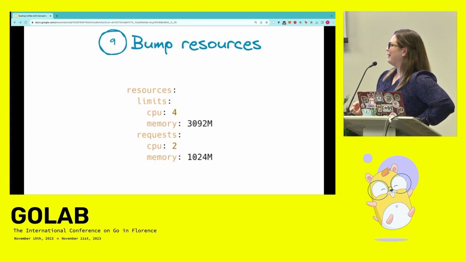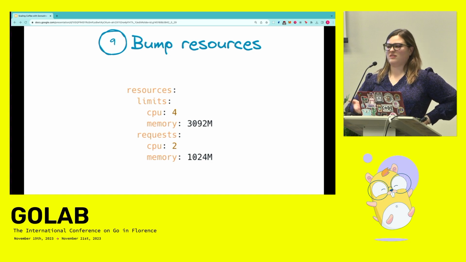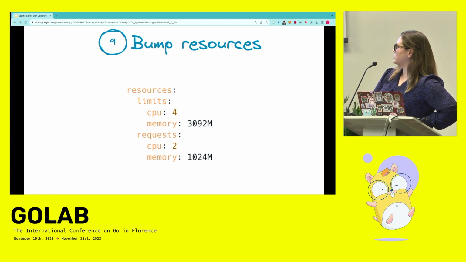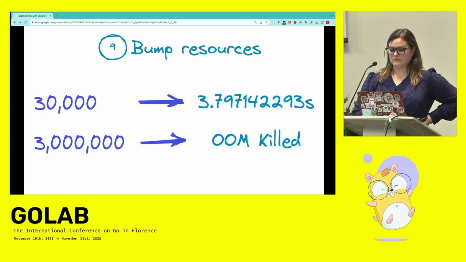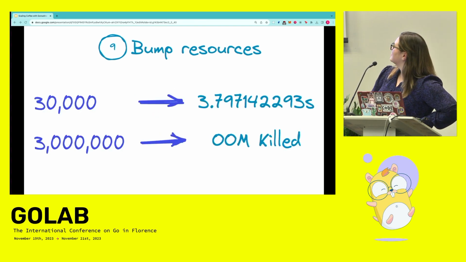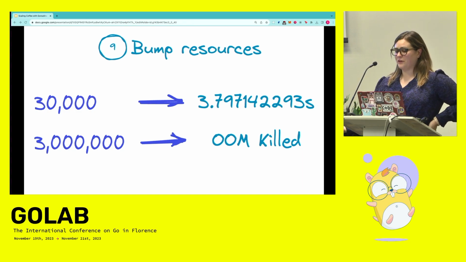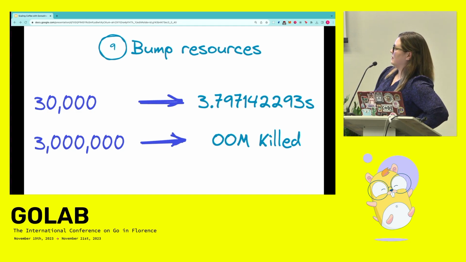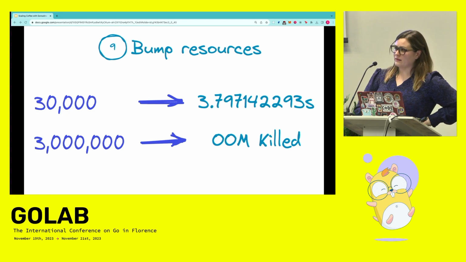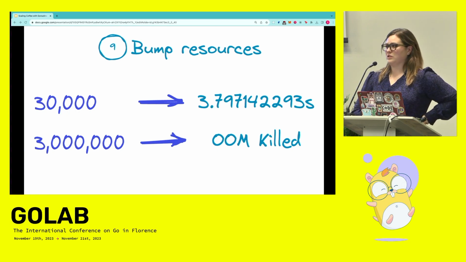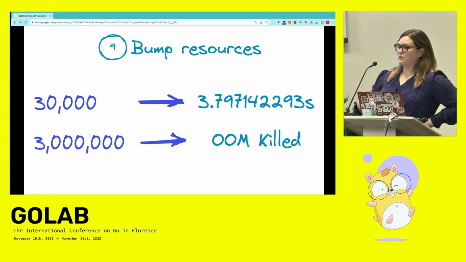Okay, so we can crank up our resources. It's just like add some numbers and see what happens. So let's do 4 CPU, bump the memory up. And now look at what we get. So now we can do a lot more, got 30,000. And then we get to like 3 million before we get out of memory killed again, which I've sort of come from a programming philosophy of do something till it explodes and then see what happens and dial it back.